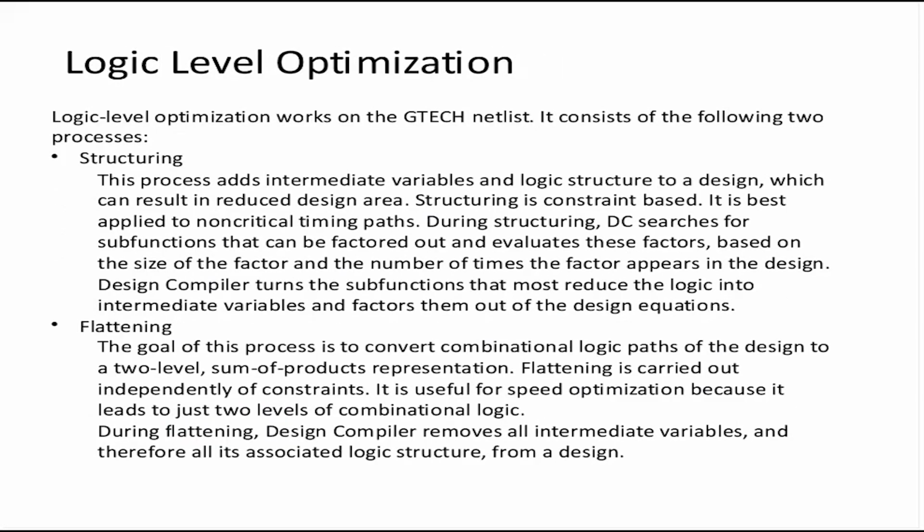The second level of optimization is the logic level optimization. Again, this also works on the GTech netlist. Now it consists of two processes. Let's look at them in reverse order. Let's look at the flattening process. In flattening, DC will pick up a combinational circuit, a combinational design, and it will represent it using a two-level sum of products expression.